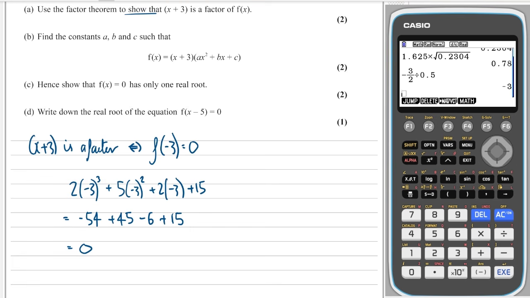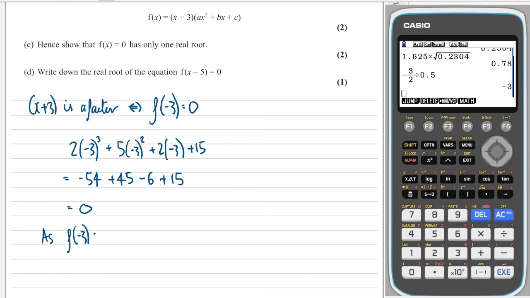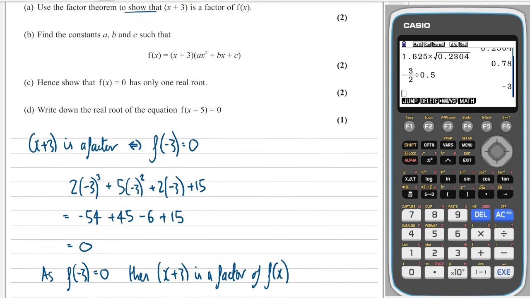And then finally, to get the full marks, we have to say, as f of minus 3 equals 0, then x plus 3 is a factor of f of x. We need a conclusion statement there to get all of those marks.